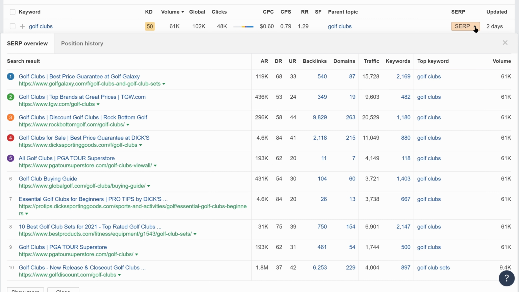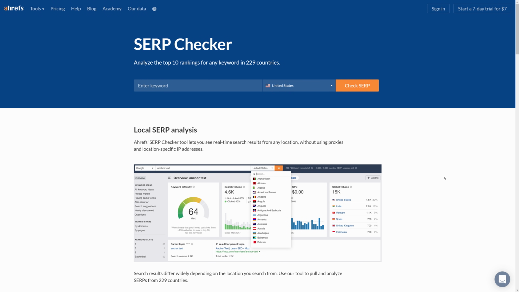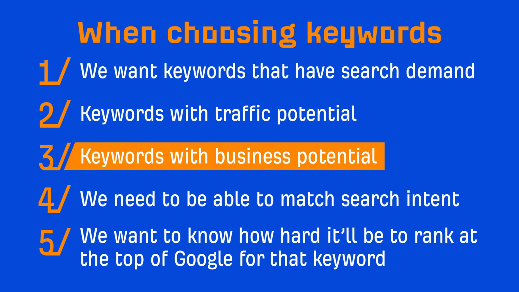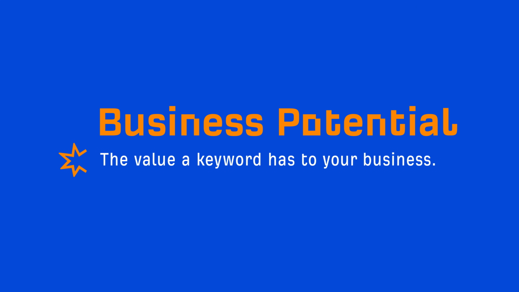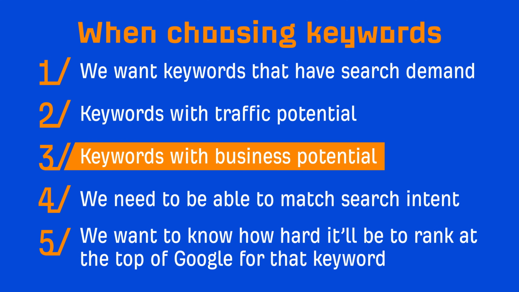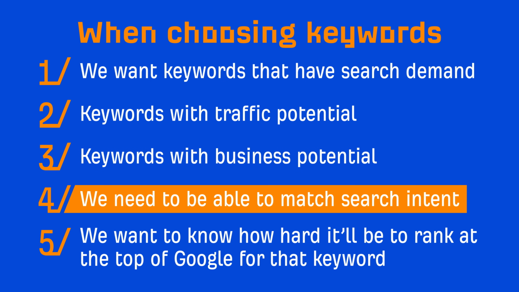Now, if you don't have an Ahrefs account, you can get a free version of the SERP using Ahrefs' SERP Checker tool. Next up is business potential. Again, business potential is simply the value a keyword has to your business. And while 16,000 monthly search visits seems great, you need to consider the fourth point on the checklist, which is to ask yourself if you can match search intent.